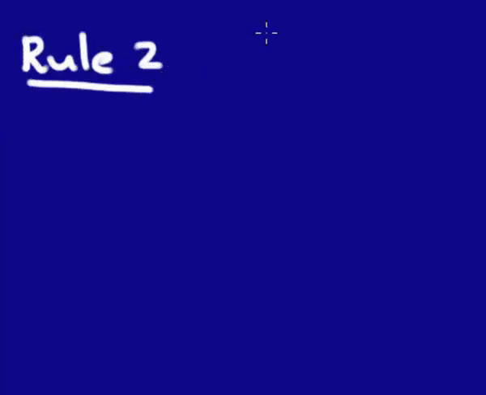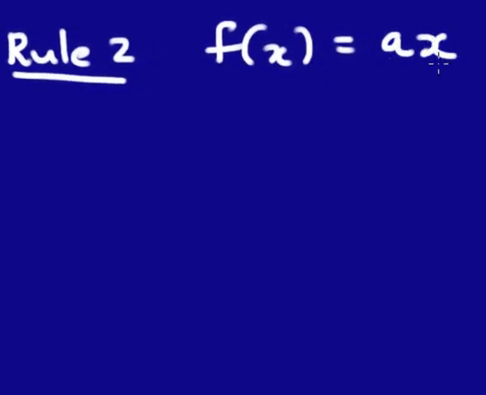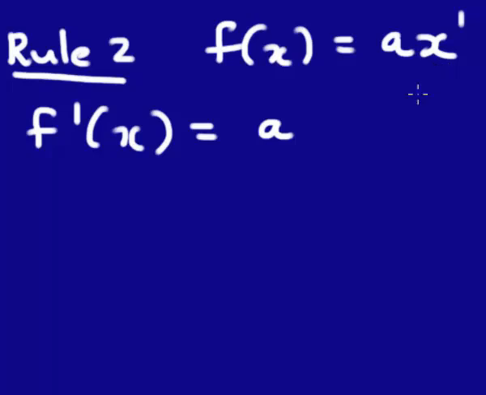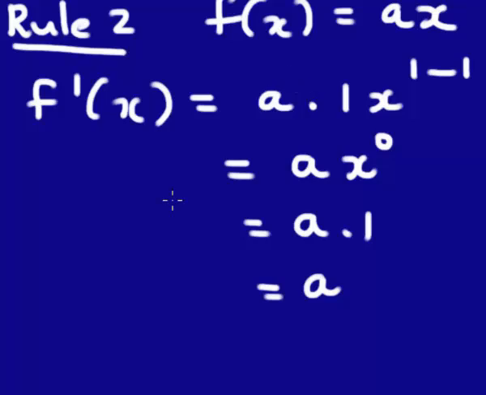There's another rule which is quite easy. If you take f(x) is equal to ax, that's just like a normal straight line. If you apply rule 1, you could say a, well, that's a 1 there, that's going to be 1x to the 1 minus 1, which is ax to the naught. x to the naught is 1, so it's a times 1 is a.